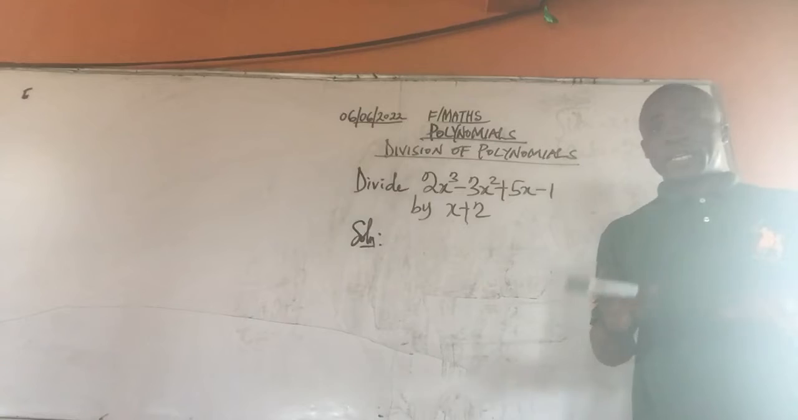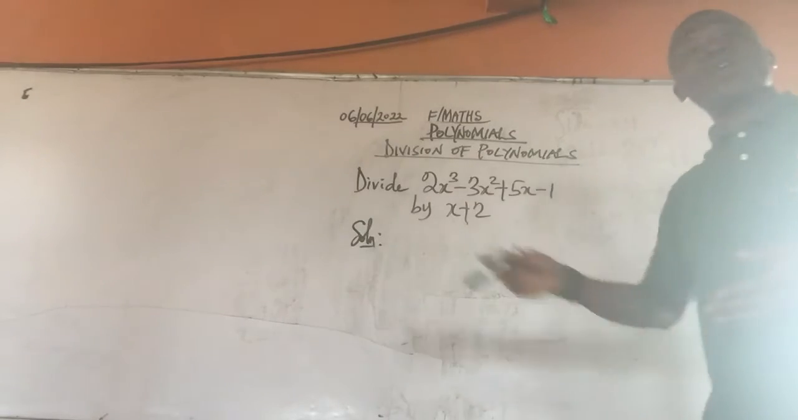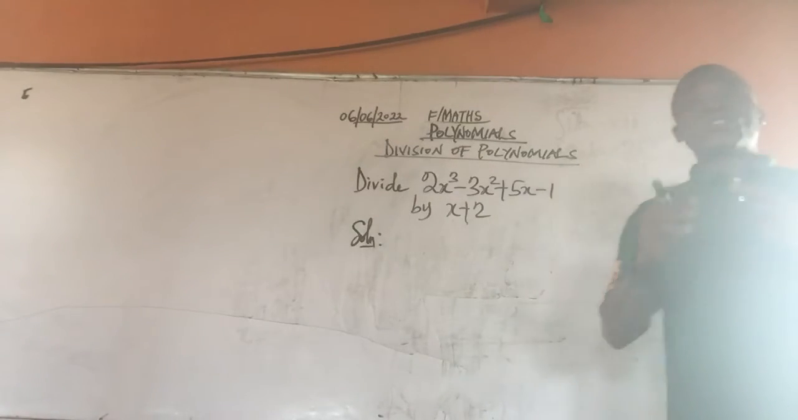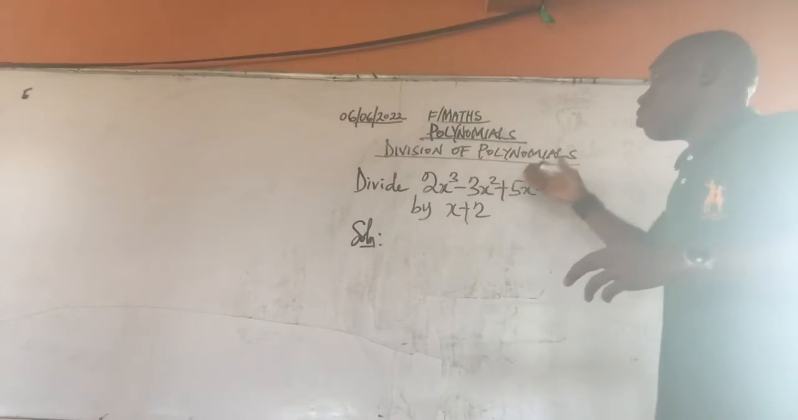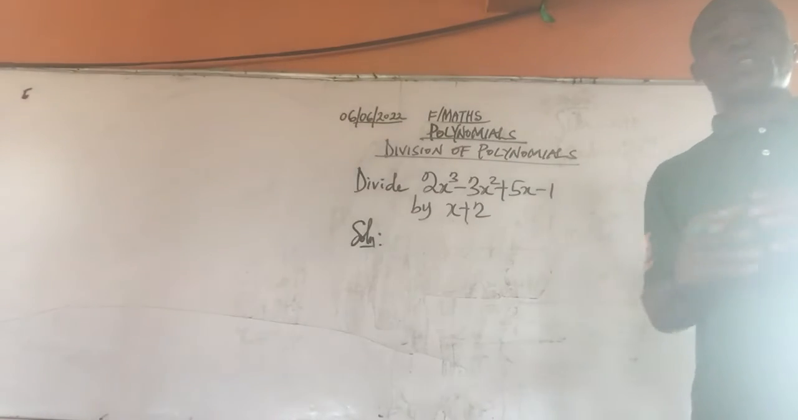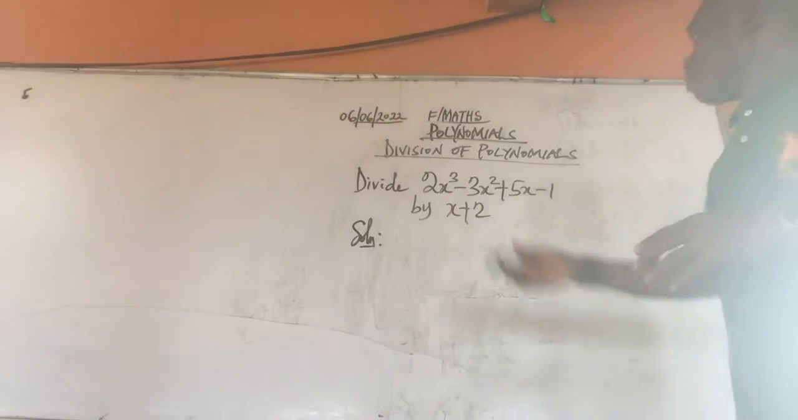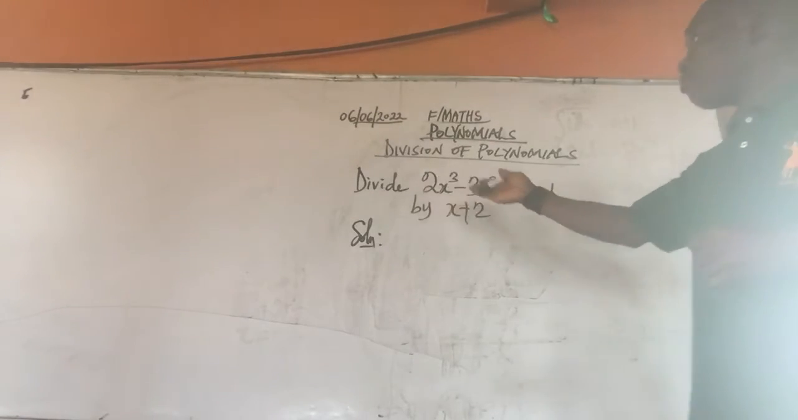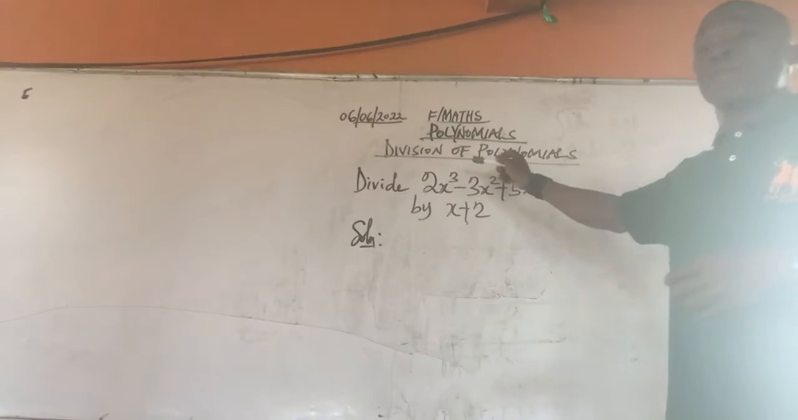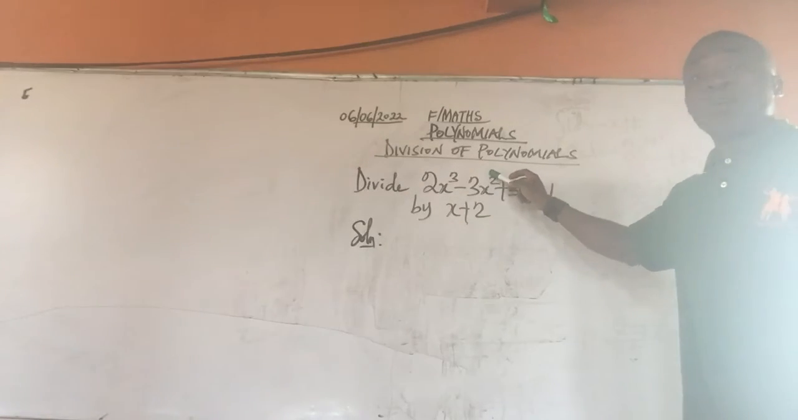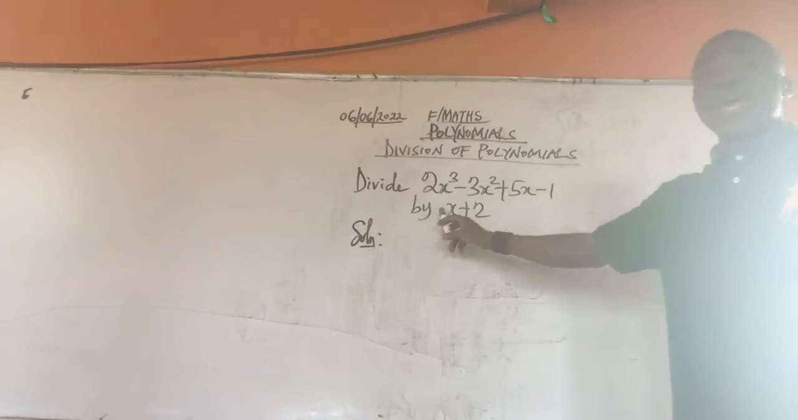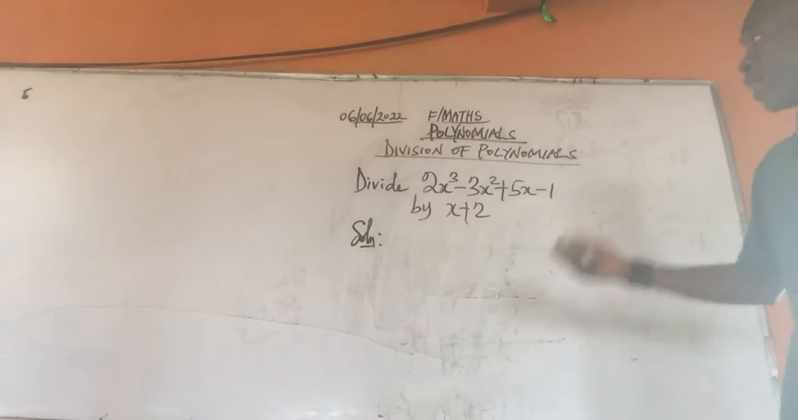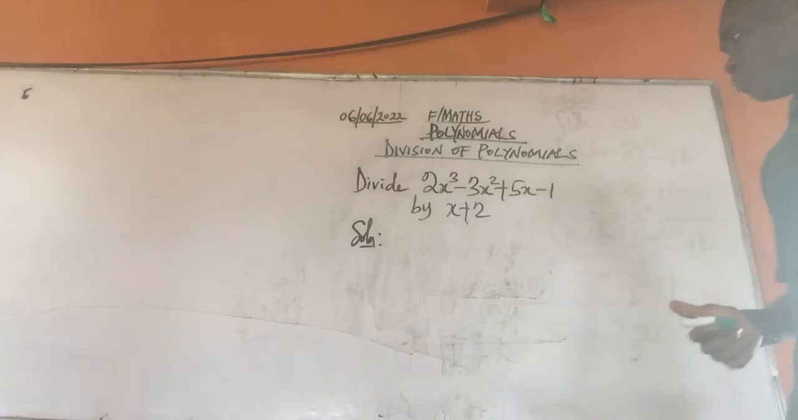I am here once again introducing a topic called polynomials. Under these polynomials, I shall be looking at what is called division of polynomials. There is a question on the board where students are asked to divide 2x raised to the power of 3 minus 3x raised to the power of 2 plus 5x minus 1 by x plus 2.